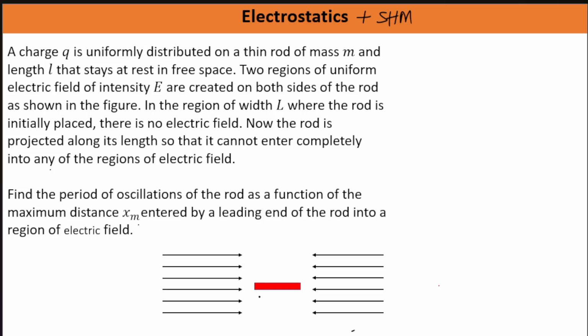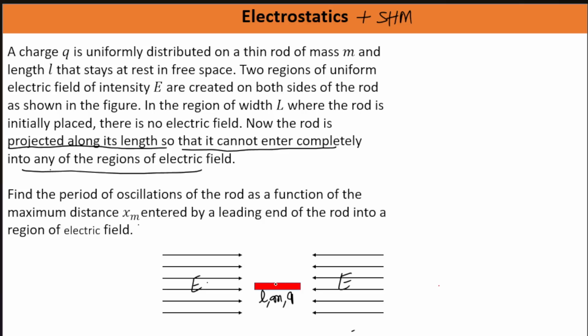There is a rod, it has a length of L, it has a mass of M, and it has charge Q distributed uniformly along its length. Then there are two regions of electric field, one to the right of it, another to the left of it. The electric field magnitude is the same here and here, only their directions are oppositely directed. After that, the rod is projected along its length so that it cannot enter completely into any region of electric field.